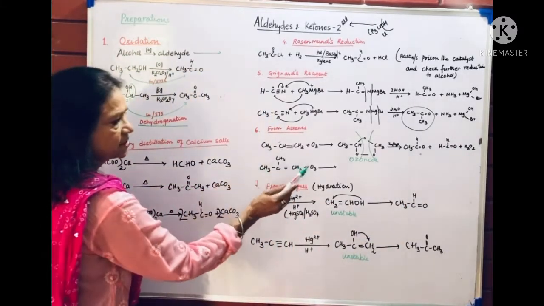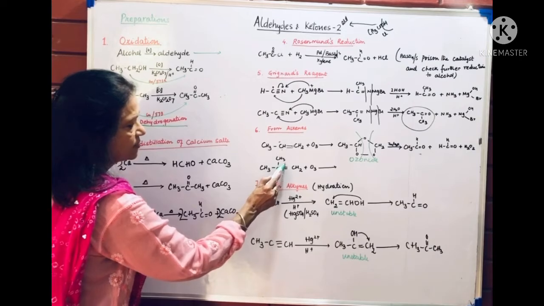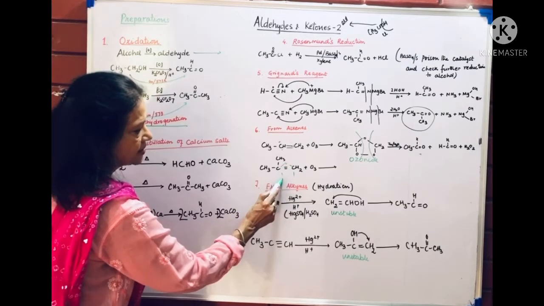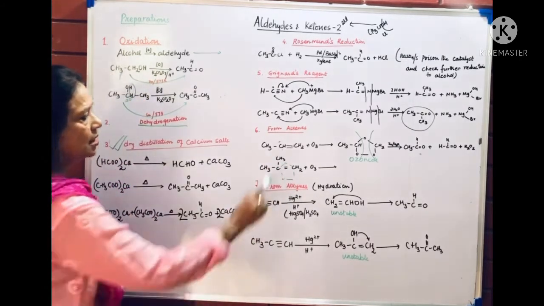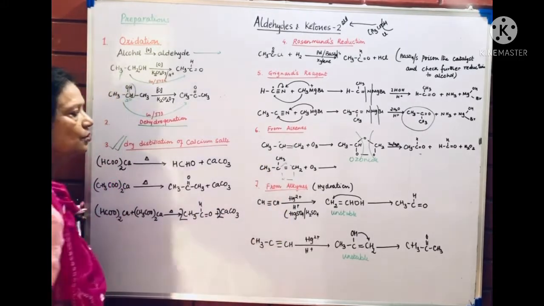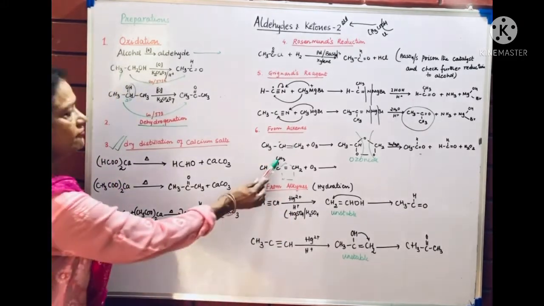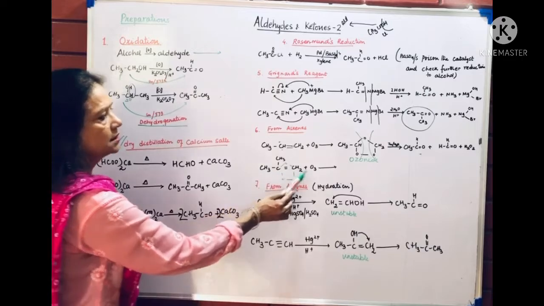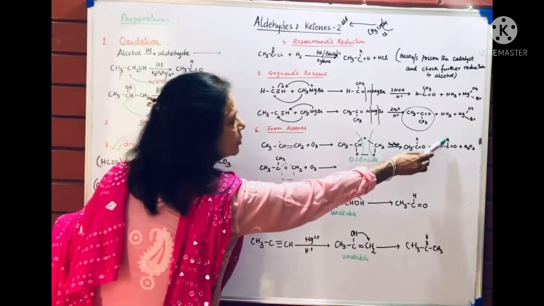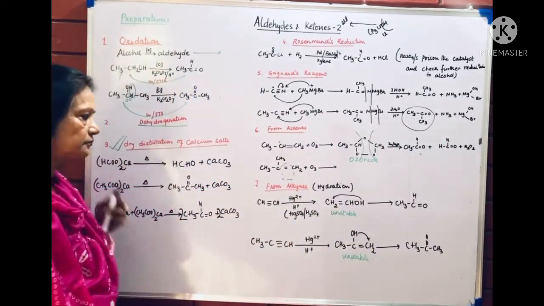Similarly, in this case, you will try yourself because you've done this before. Attach oxygen atoms here, removing the double bond. Divide the compound into 2 and you will get 2 compounds. One will be acetone. The other will again be the same compound, HCHO.